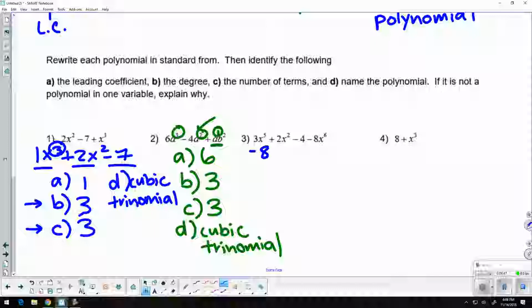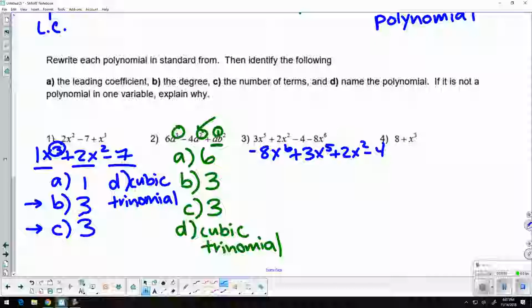That'd be negative 8x to the 6th should be first, plus 3x to the 5th, plus 2x squared minus 4. So if you have missing terms, I can even kind of backtrack here. If you have missing terms, you don't want to fill them in. Okay, just list out what you have for this problem.